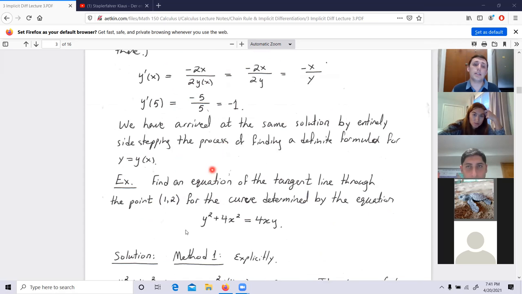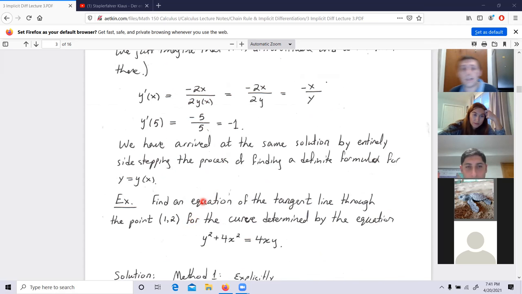Here is the next example, guys. Find an equation of the tangent line through the point 1, 2 for the curve determined by the equation y squared plus 4x squared equal to 4xy.